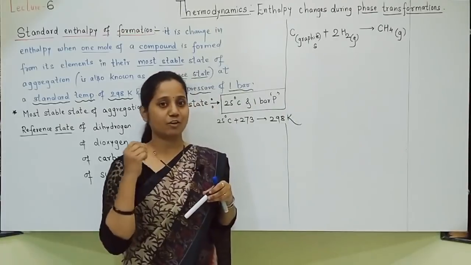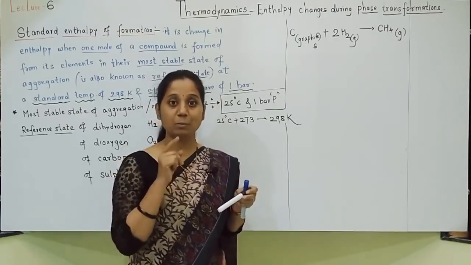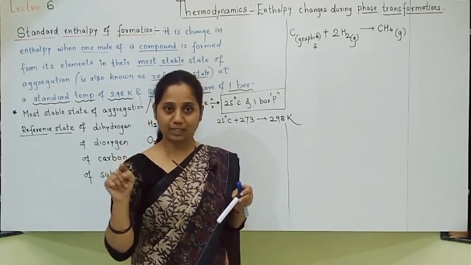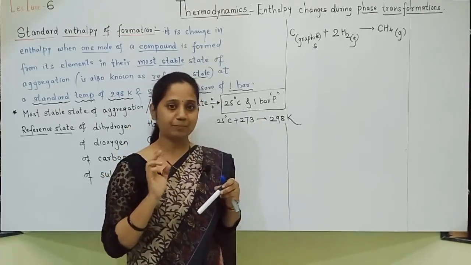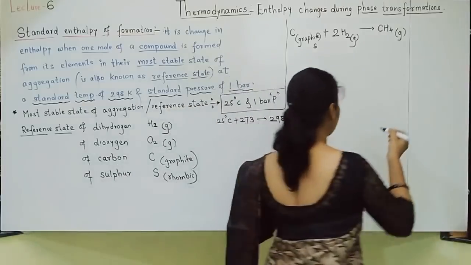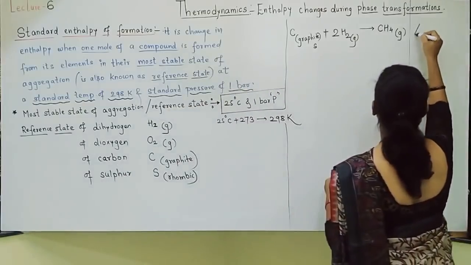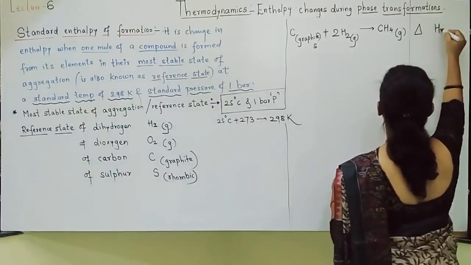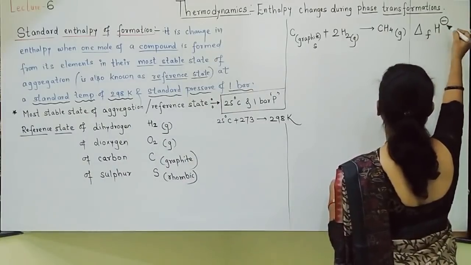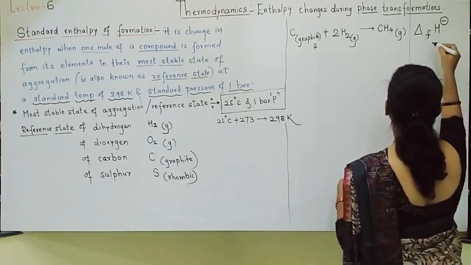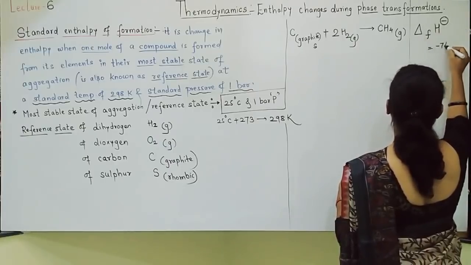This is how the equation for formation is written. What is forming? Methane, so it should be written on the product side as 1 mole, and then its elements written. Let us write its value. It is written like this, students: delta H standard, and since it is formation, I write F. The value is minus 74.81 kilojoule per mole.